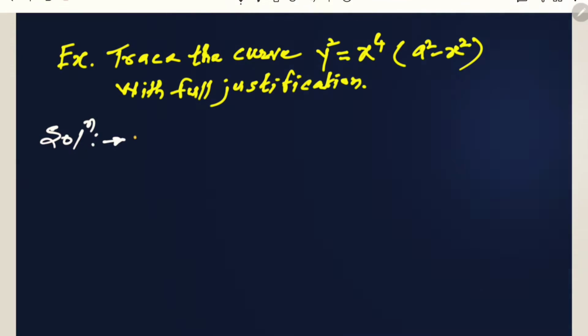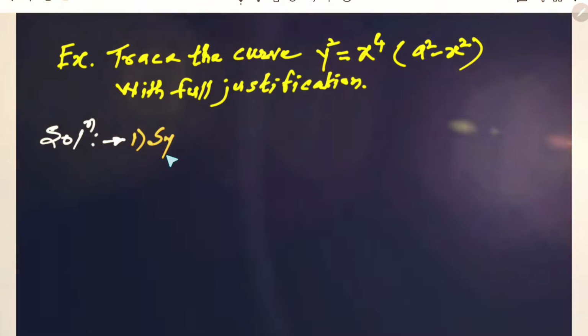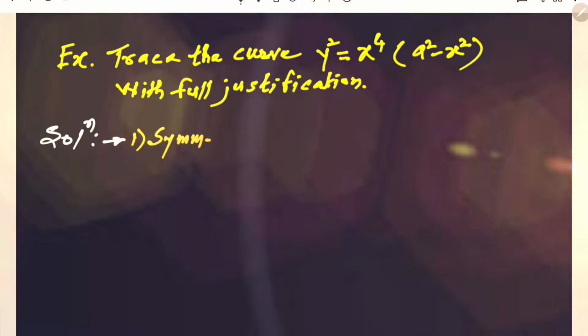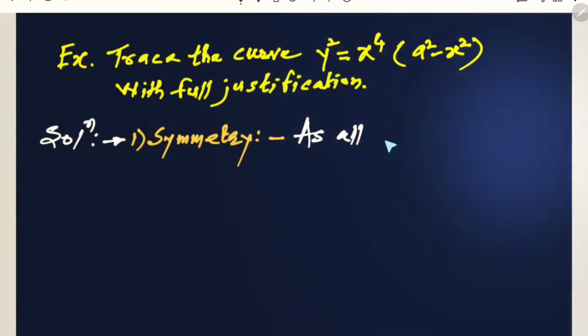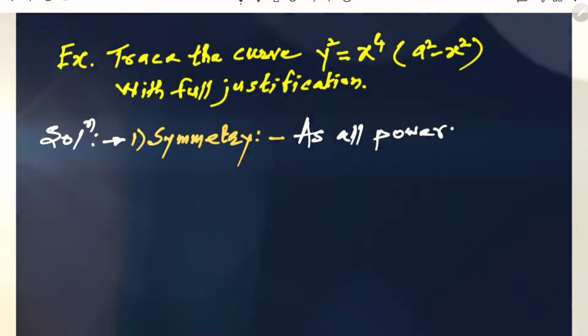Example: trace the curve y square is equal to x raised to 4 into a square minus x square, with full justification. And therefore, we have to discuss 5 points.